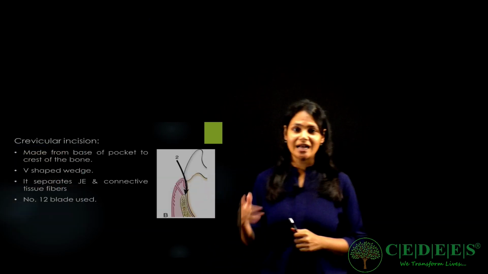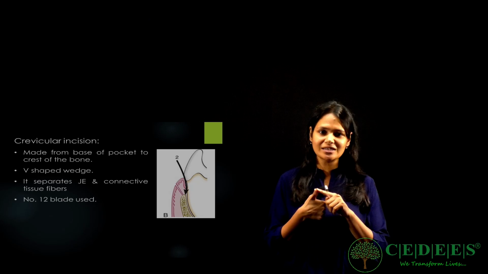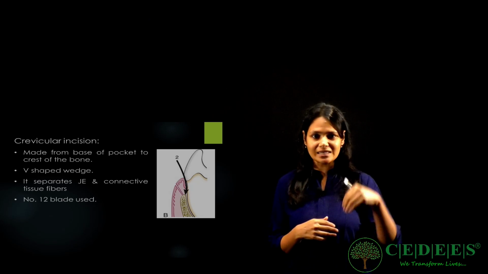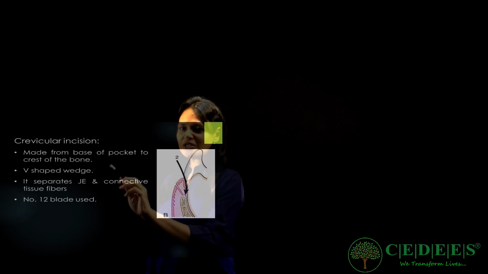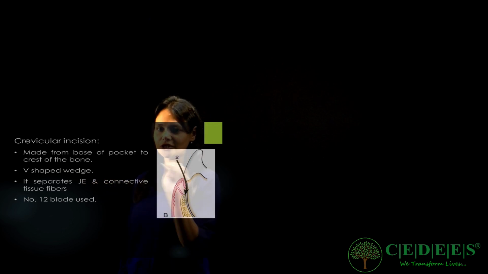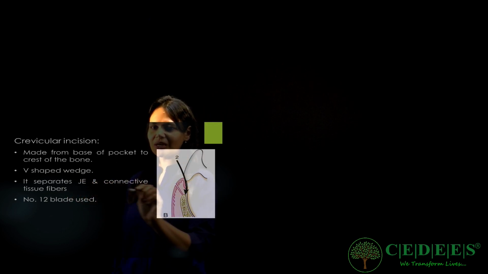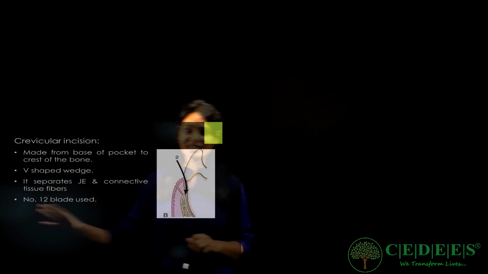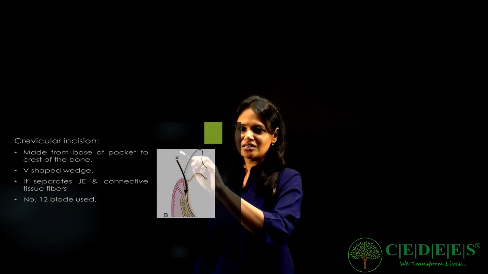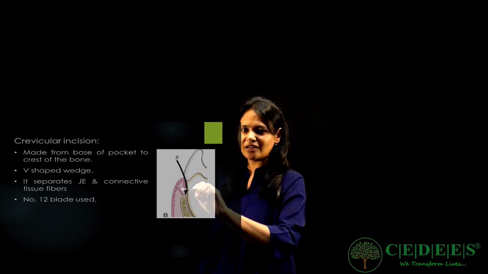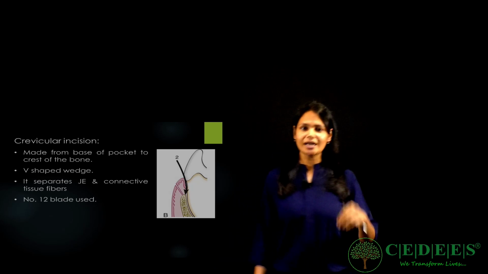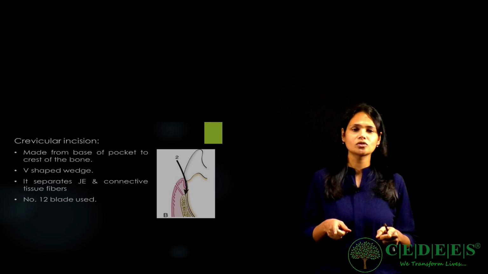The second incision, as I told you, the second incision because it is given second. The sulcular incision or crevicular incision because it is given inside the gingival sulcus. Now it is made from the base of the pocket to the crest of the bone. It creates a V-shaped wedge, I'll show you in the diagram, and separates the junctional epithelium and connective tissue fibers. Now this is given using the number 12 blade, and as you can see in the picture here, this is given inside the gingival sulcus.